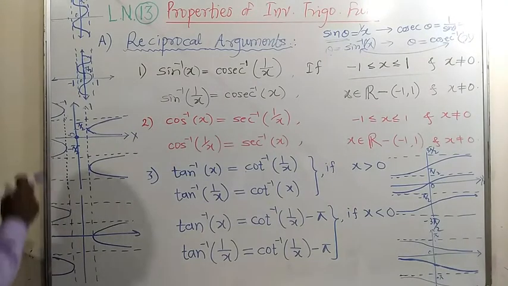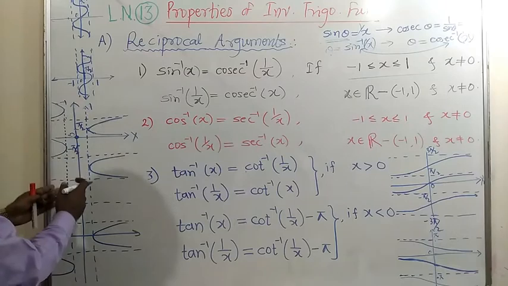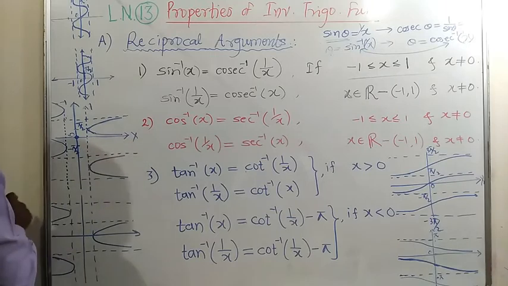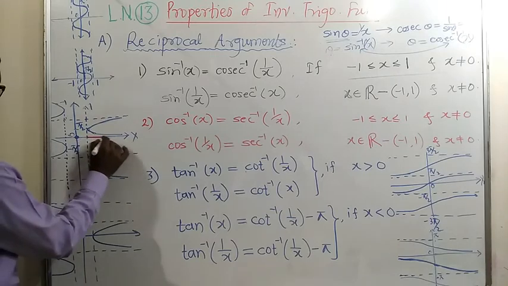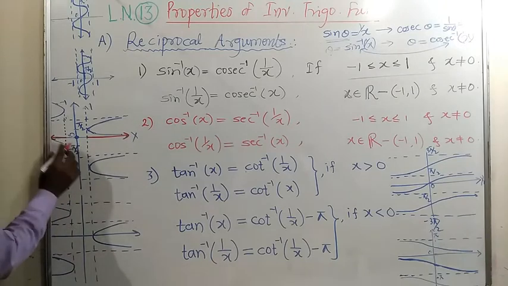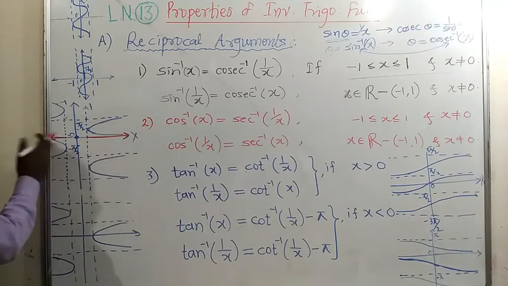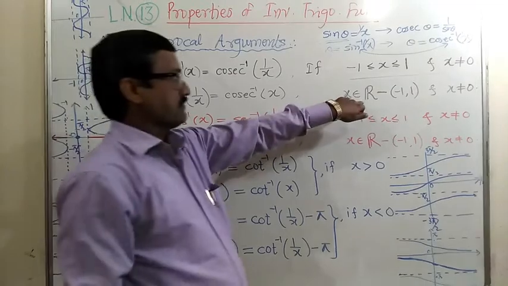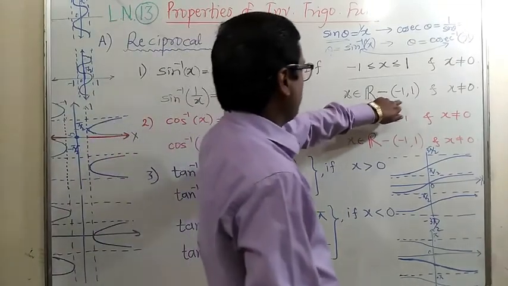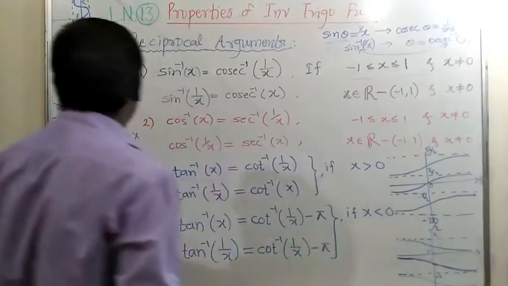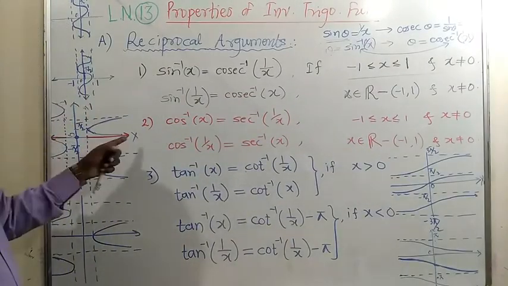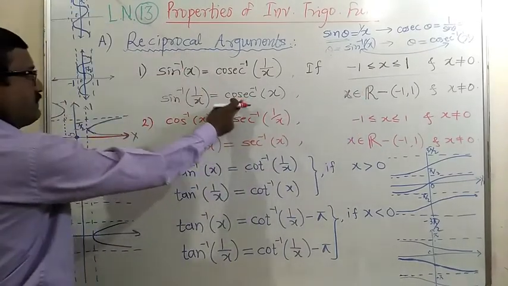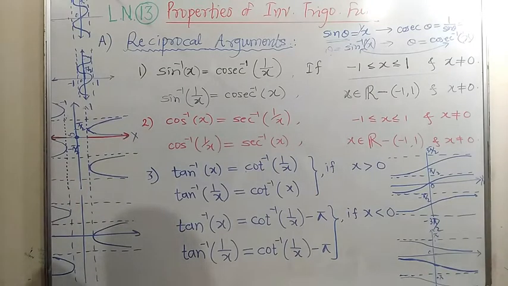the inverse cosec function. In this case, the domain for the cosec function is all the values on the x-axis which are more than +1 and less than -1. That means it's the set of real numbers except the open interval -1 to +1. So whenever x is R minus the open interval -1 to 1 and x is not equal to 0, where the function is not defined at 0, if x satisfies this condition, then we can write cosec inverse of x equal to sine inverse of 1 upon x. Let us see the second one.